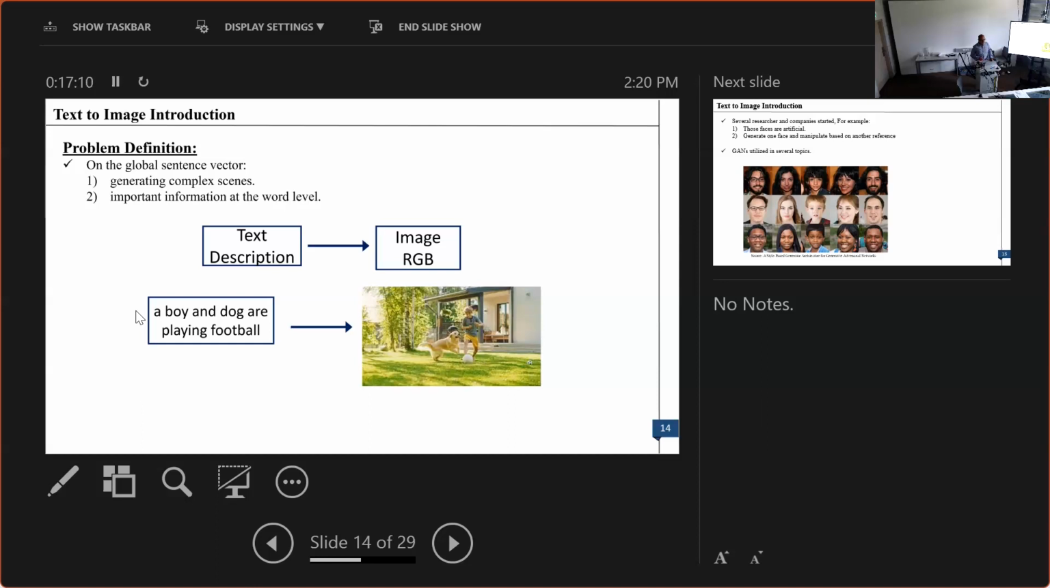But we need to consider 2 points. The first one: in that sentence, we have 2 or 3 objects, like boy, dog, football. So we need to consider several objects, and we also need to consider that they are playing. For example, they are not fighting. So we also have to consider the words. We have to consider several items here.